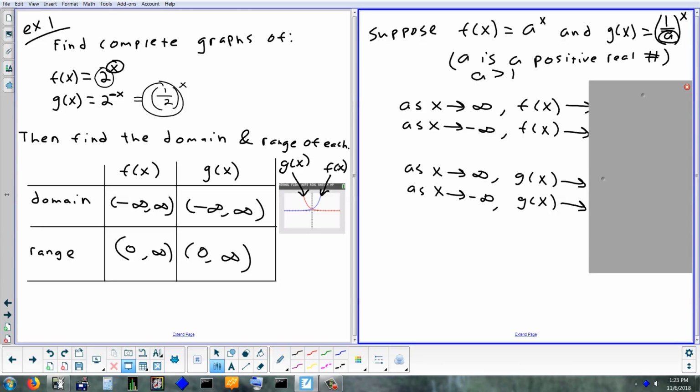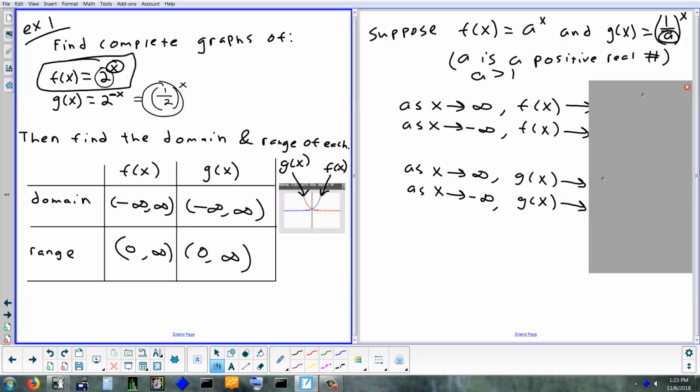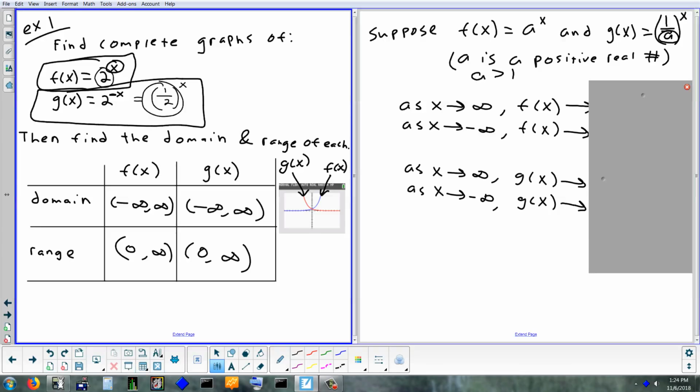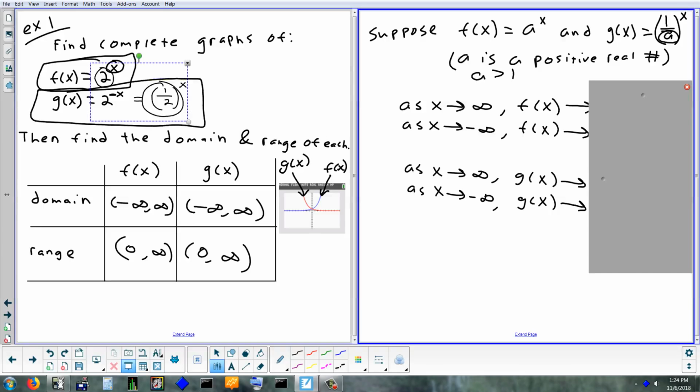So f of x is kind of like the f of x I did on this page. This is a specific f of x. It's 2 to a power. This is some number to a power. Okay, so it's more general. G of x, where it's 1 over a to the x, is kind of like this one. This was 1 over 2 to the x. This is 1 over anything to the x. So it's more general.